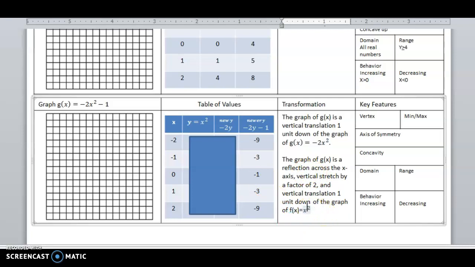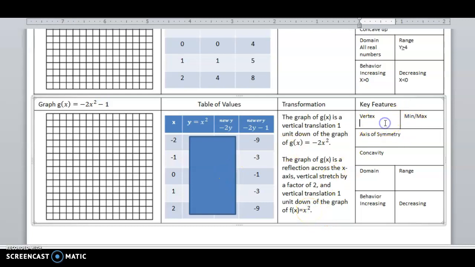Okay, so I just want to emphasize that your description may vary depending on what reference graph you're going to use. If you want to focus on the vertical translation only, then you have to use negative 2x squared as your reference graph. But if you want to describe all the possible scenarios, like the effects of the negative, the constant multiplied, and the constant subtracted, then you have to use the parent function as your reference.